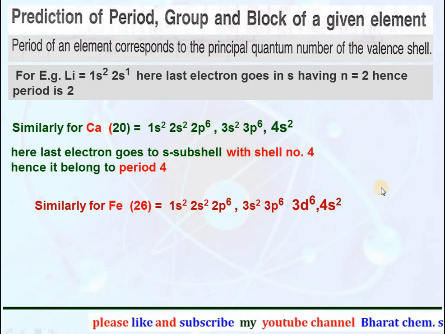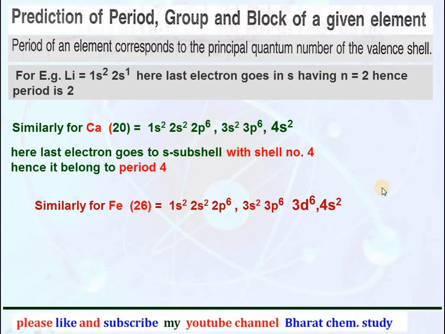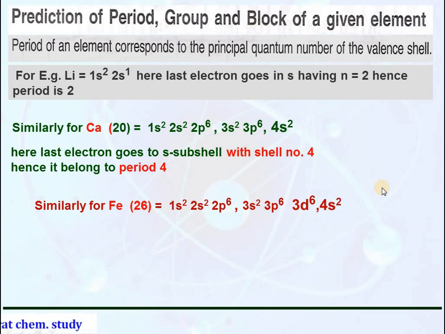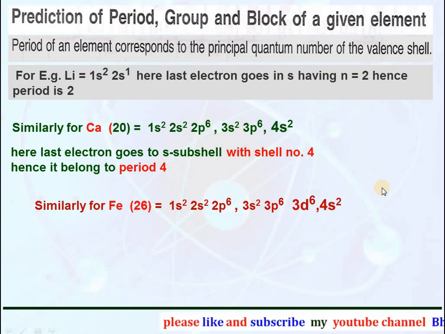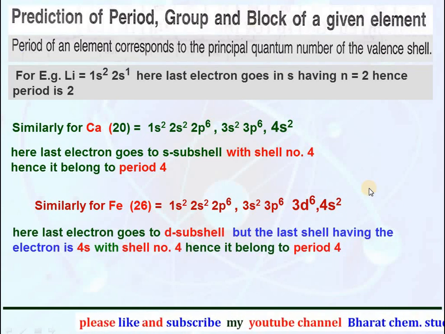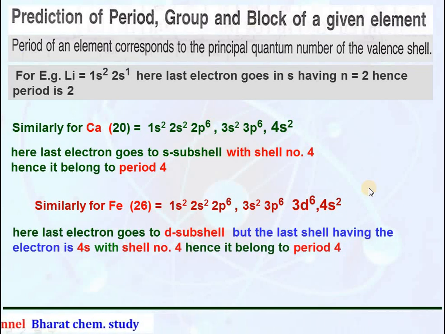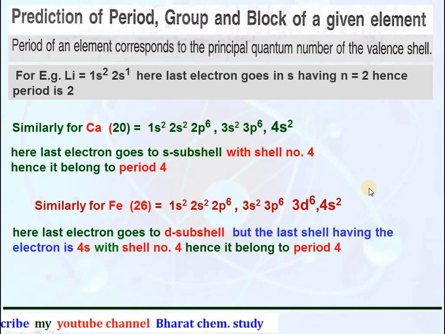and we know that in the case of elements having atomic number more than 20, first of all the electron goes to 4s to make it 20 and the remaining electrons then go to 3d. But when the filling of 3d starts, its energy becomes less than 4s, so while writing the electronic configuration 3d is written first and 4s is written later. But the first electron goes to 4s, and after filling 4s the next electron goes to 3d, which we have already studied in chapter number 2. So the electronic configuration of iron is written here. In this case the last electron goes to the d subshell, but the last shell having electrons is 4s, hence it has shell number 4, therefore it also belongs to period 4.